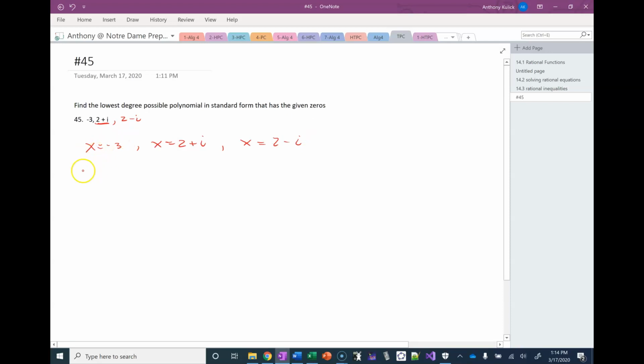And the first thing I'm going to do is get each of these equal to 0. So I'll add 3 to both sides. I'll subtract 2, then subtract i. And then I'll subtract 2 and add i.